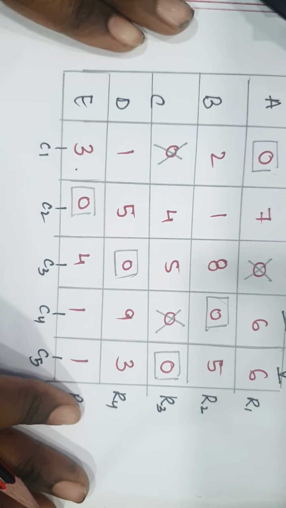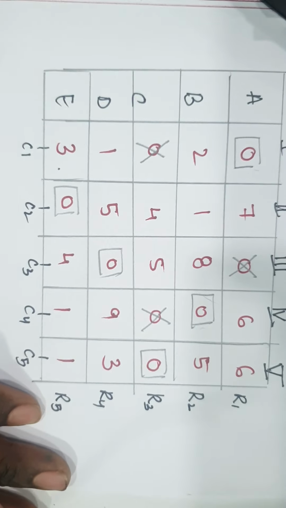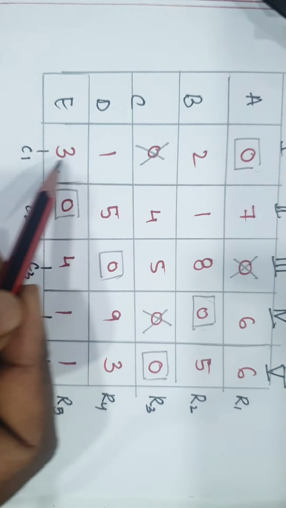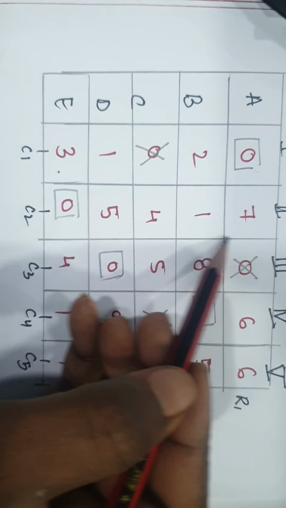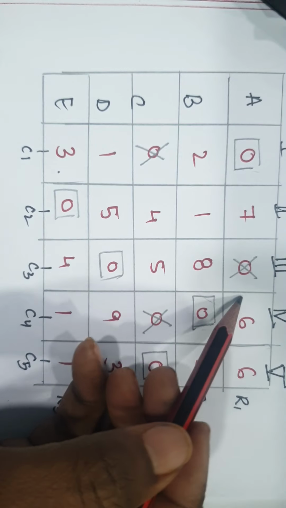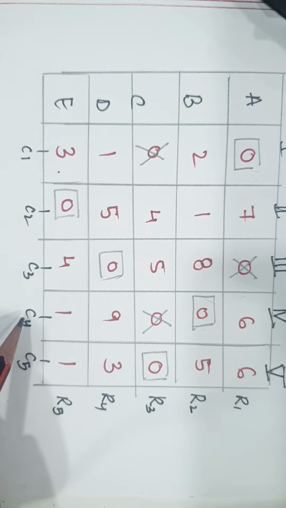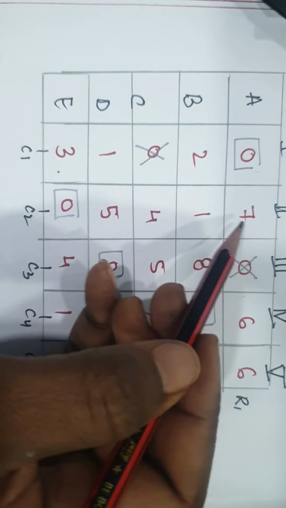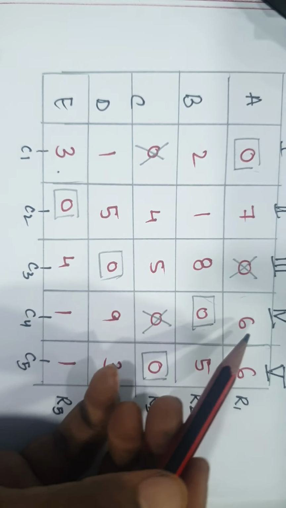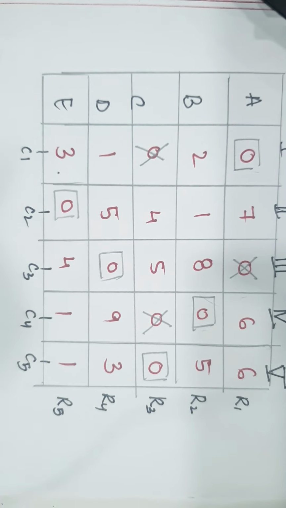Now you have to check how many columns are assigned. As you can see, column 1 is assigned, column 2, column 3, column 4, and column 5 are also assigned. So here all the rows and columns are assigned.